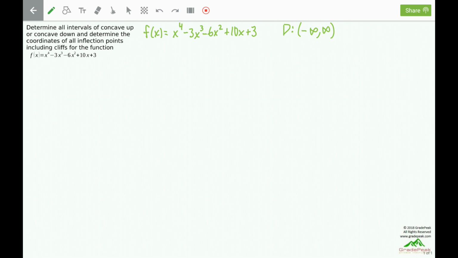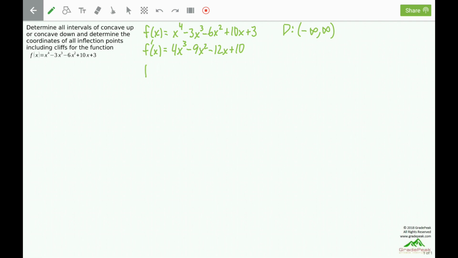We will need the second derivative for this. We will start with the first derivative. F prime of x equals, the first term is the power rule, bring down the power, subtract 1 from it. Second term is power rule, bring down the power, multiply it to negative 3, subtract 1 from it. Third term is power rule, bring down the power, multiply it to negative 6, subtract 1 from it. Fourth term is a constant times x, derivative is a constant. Fifth term is a constant with no x, derivative is 0.